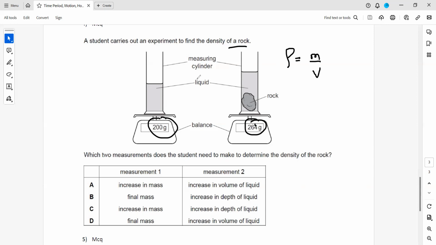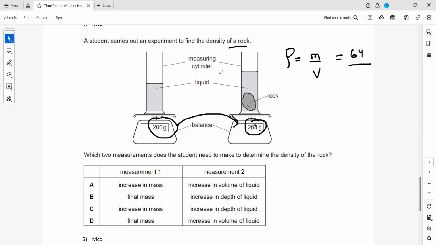How do we know the mass of the rock? Like, what is the mass of the rock? How will we identify it? It was 200. The mass of the liquid and the measuring cylinder is 200. And the mass of the liquid, measuring cylinder and rock is 264. So how much has the mass increased? We need the increase in mass, which is 64 here.